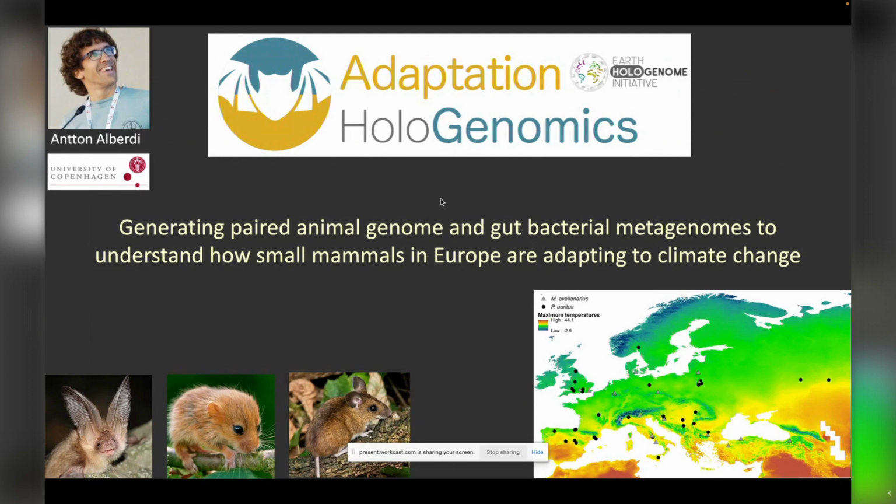This project is a very wide collaboration with many collaborators across Europe that aims to generate paired animal genome and gut bacterial metagenomes to understand how small mammals in Europe are adapting to climate change. So what we're particularly interested in seeing is how the gut microbiota, which can adapt and respond much faster to environmental changes, affects adaptation and responses of the host to environmental changes. So this way we can really see whether the gut microbiota confers a mechanism of phenotypic responses to environmental change in the host.